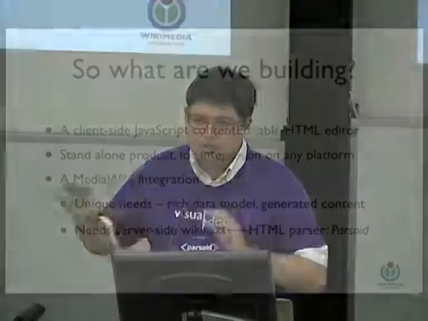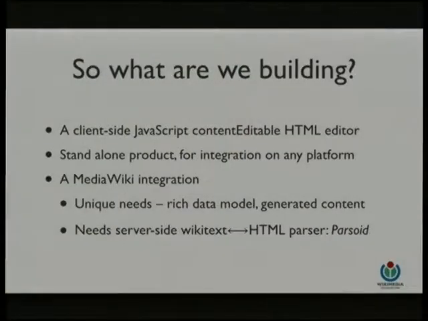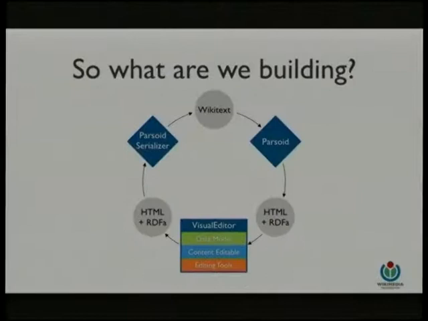Consequently, trying to build a client-side Wikitext editor is something that we put aside, and there is a server-side converter that parses between Wikitext and HTML, which we call Parsoid. That is a huge other project, and we're not going to talk about that today because that would take 4 or 5 hours, and you've got other things to go to. So in graphical form, you start with Wikitext, you go through Parsoid out to HTML. It's actually HTML RDFa that's been hinted.